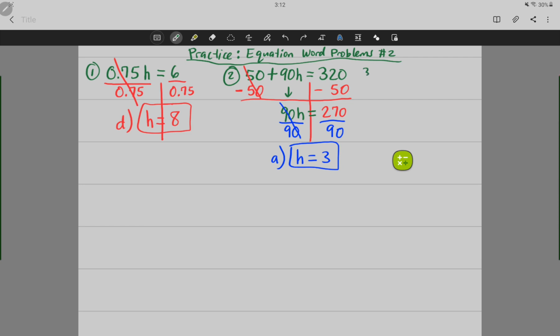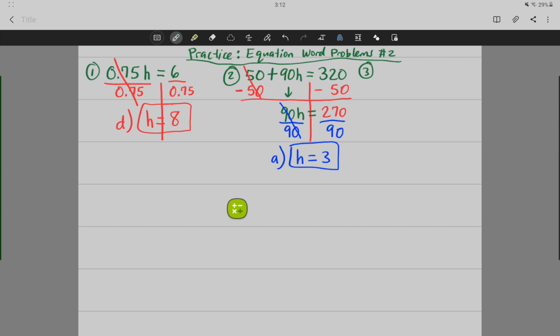Okay, number 3 says Rodney buys chips for $1.69, a drink for $3.19, and 3 sandwiches from Subway. The total cost is $25.28. If each sandwich costs the same amount of money, how much money did each sandwich cost?